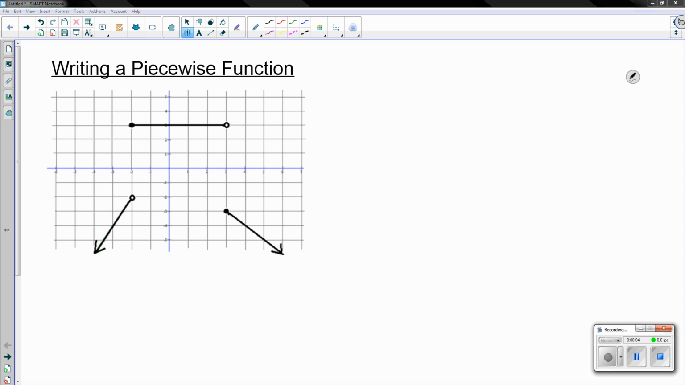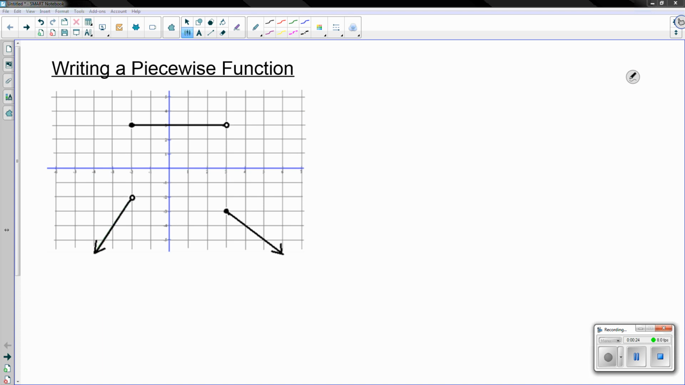Writing a piecewise function. In a previous video, we took a piecewise function equation and learned how to graph it. Now we're going to work in the reverse order, where we're given a graph and we want to write the piecewise function equation. We are going to limit the pieces and components of our functions that we see on the graph to just linear and constant functions.